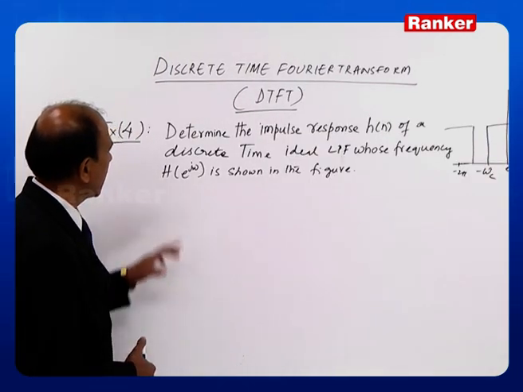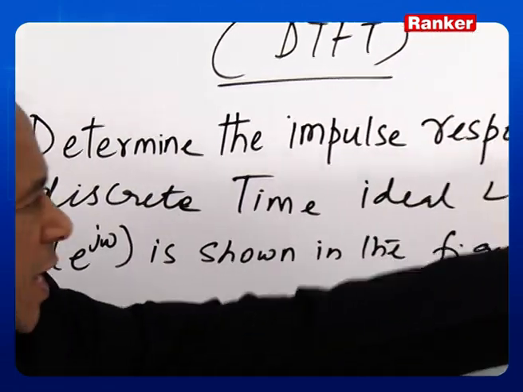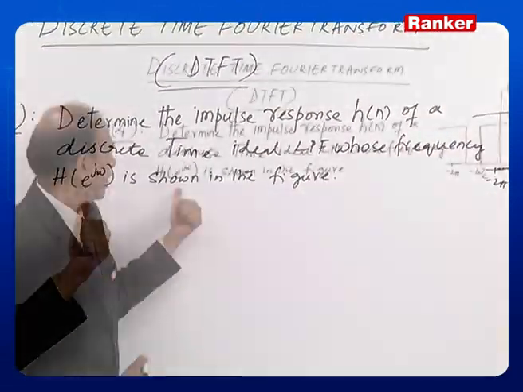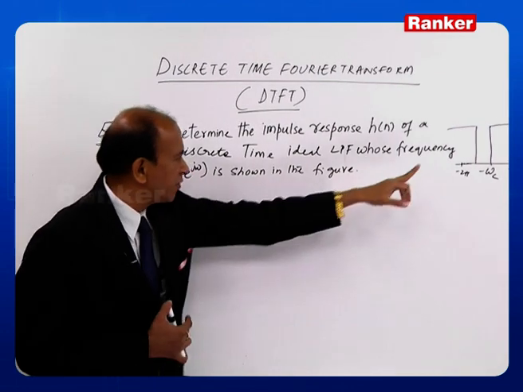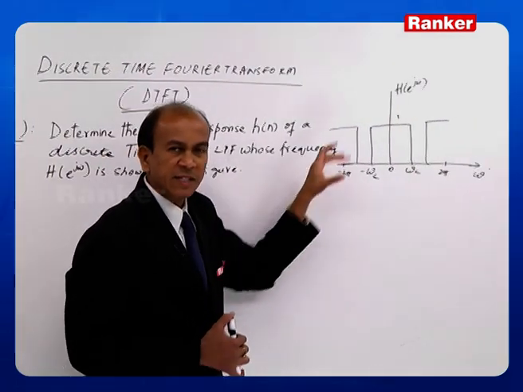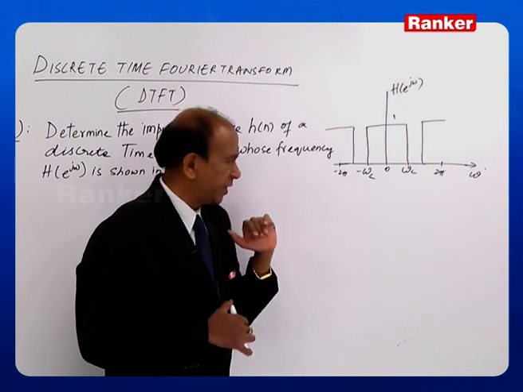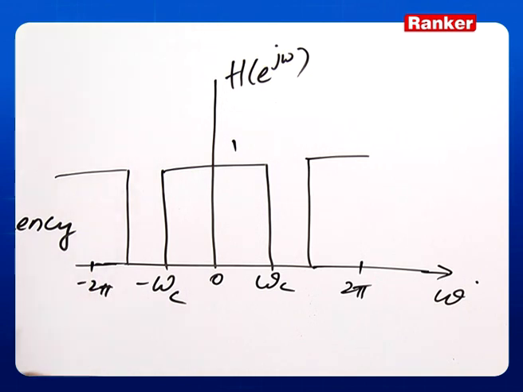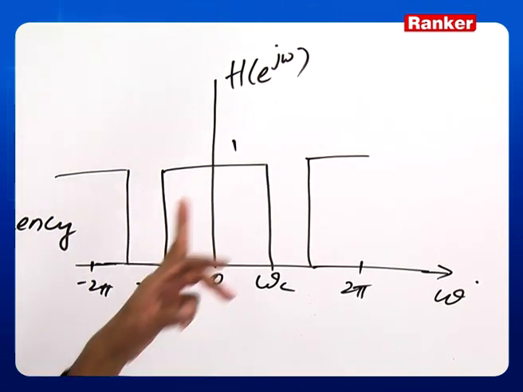Example 4 is, determine the impulse response h of n of a discrete time ideal low pass filter whose frequency response H of e to the power of j omega is shown in the figure here. So, if you look at this figure, this is the frequency response of an ideal low pass filter. It says the response of the system is like this and exists between omega c and minus omega c with an amplitude equal to 1.